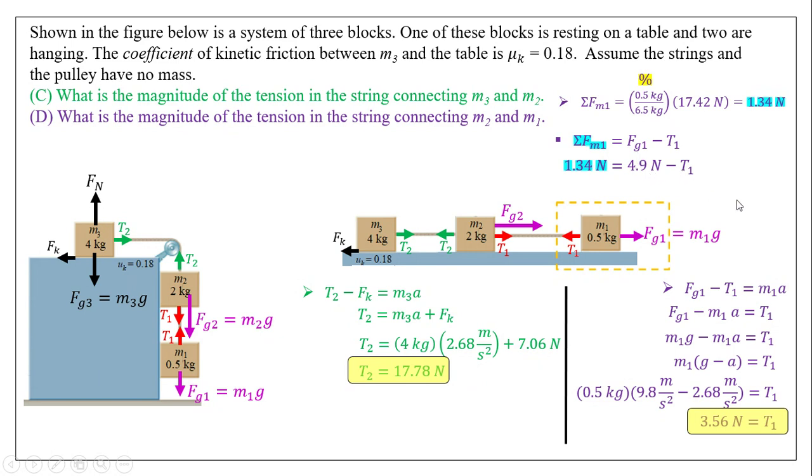Minus T1. So here, we're solving for T1. So I want to move T1 to the left side of the equal sign, which makes it positive. But at the same time, I want to move this 1.34 to the right side, combining like terms. So therefore, 4.9 minus 1.34 will give you a value of 3.56. So as you can see, it gives us the same answer as this strategy here.